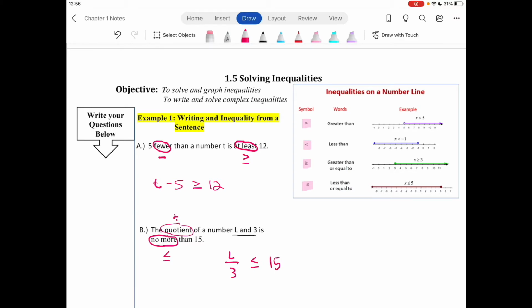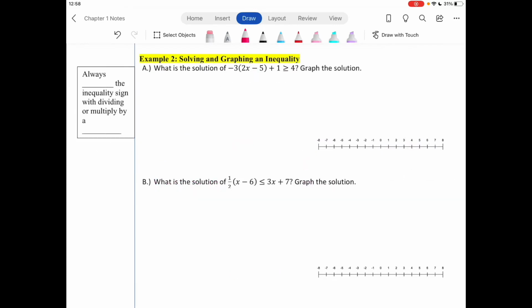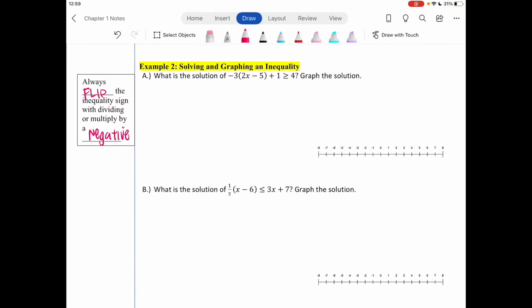When it comes to solving and graphing an inequality, we're going to do it the same way we did with equations yesterday, but there's one catch. We are always going to flip the inequality sign whenever we are dividing or multiplying by a negative. Remember, when it comes to solving equations, we're going to use order of operations in reverse. So we're taking PEMDAS and we're going backwards.